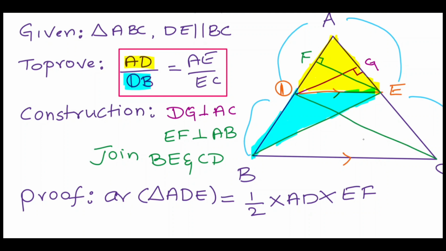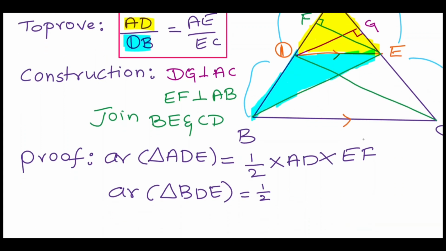Triangle BDE is an obtuse angle triangle. Correct? Then how do we take the height? I already explained clearly: we can extend BD, then draw a perpendicular from E to that BD line. That is nothing but EF only. Now write: area of triangle BDE is equal to half into BD into EF.